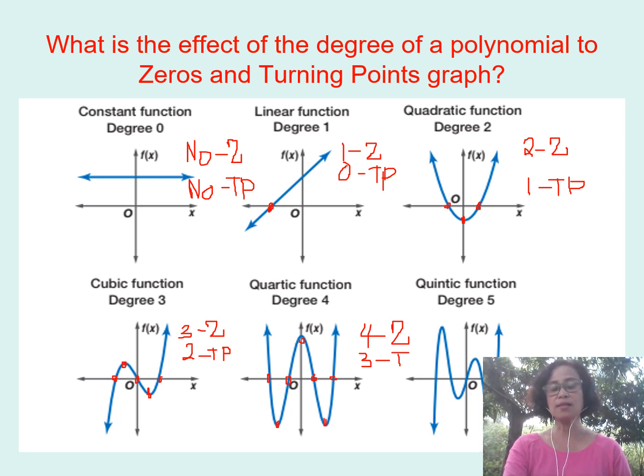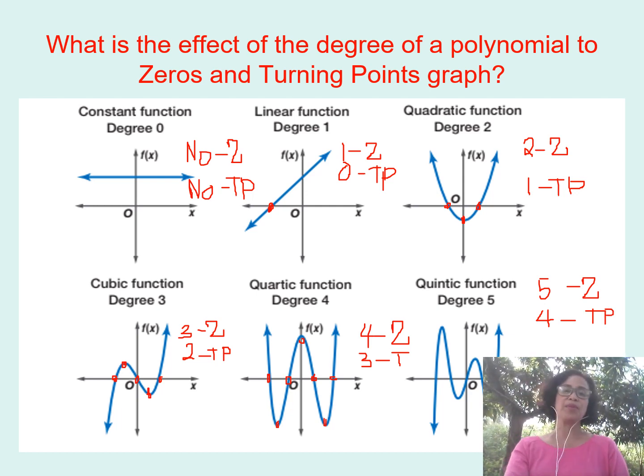Okay. Last is a fifth degree or a quintic function. So, obviously, it will have 5 zeros. Okay? And it will have 4 turning points. Now, we can actually generalize a rule in determining the number of zeros and the turning points of a polynomial function and its effect to the degree.